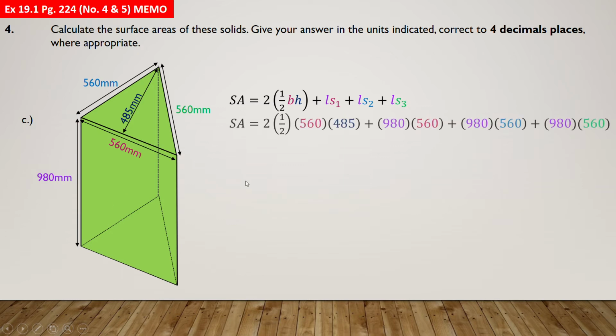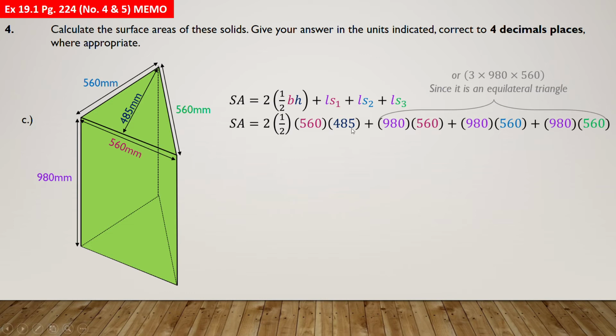Alright, I'm going to substitute that in. So 560, which is the triangle's base, times the height, which is 485. So I've got 2 times a half base times height. Then length times 560, length times 560, length times 560. Why is it all 560? Because I'm working with an equilateral triangle. All the sides of the triangle are 560 millimeters. So side 1, 2, and 3 are all the same.